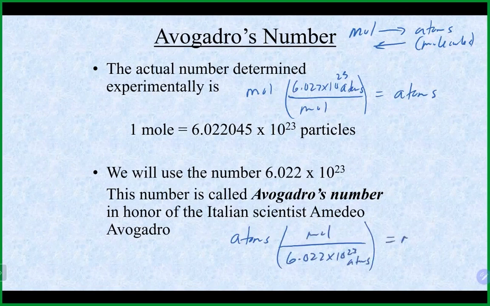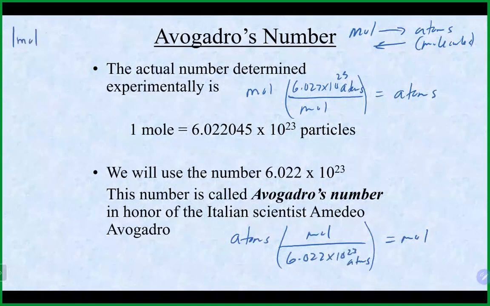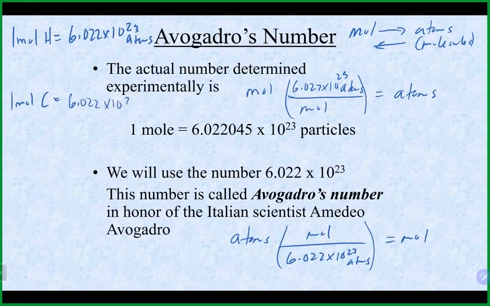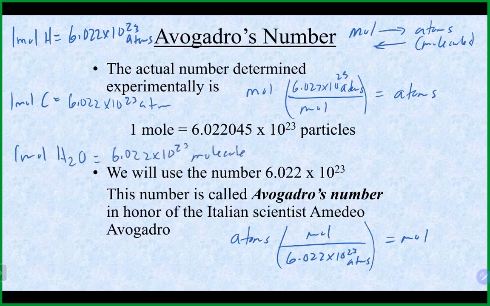And that will get you moles. So 1 mole of hydrogen would have 6.022 times 10 to the 23 atoms of hydrogen. 1 mole of carbon would have 6.022 times 10 to the 23 atoms of carbon. 1 mole of water would have 6.022 times 10 to the 23 molecules of water.